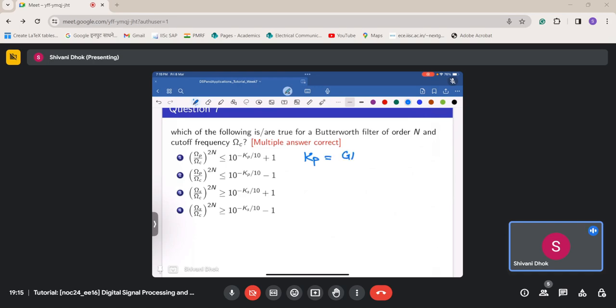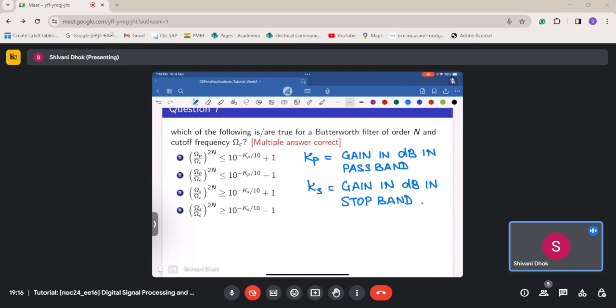is gain in dB in passband. Ks is gain in dB in stop band, and we have these four options with us.